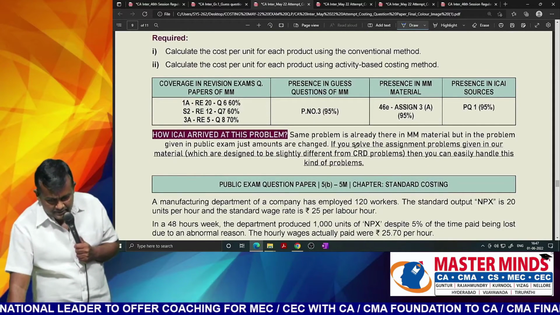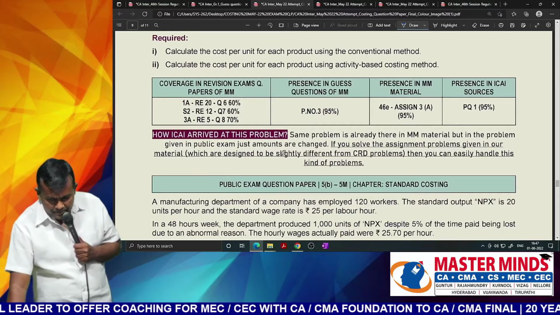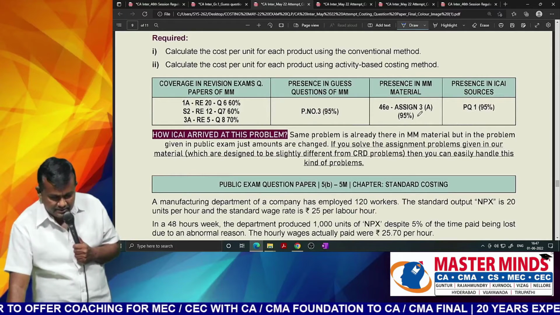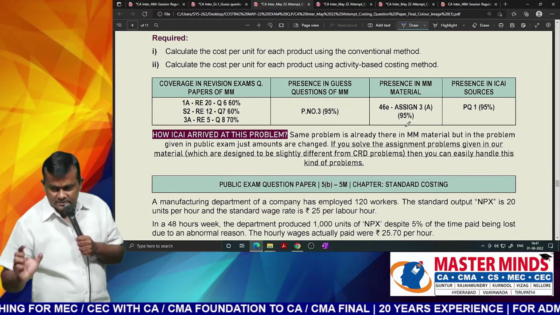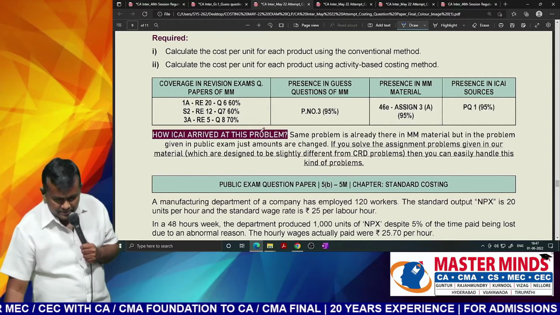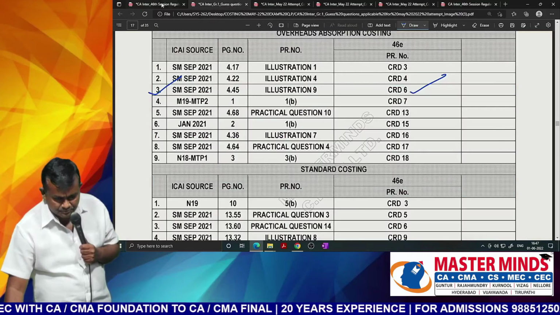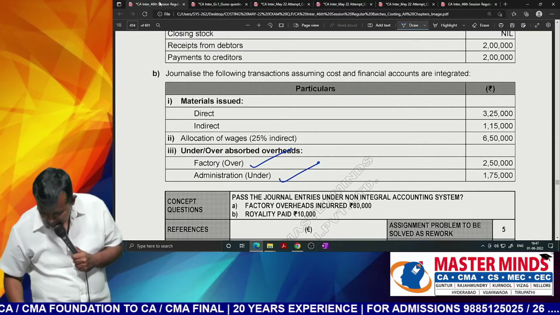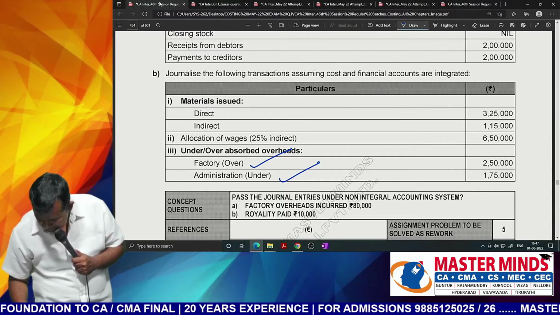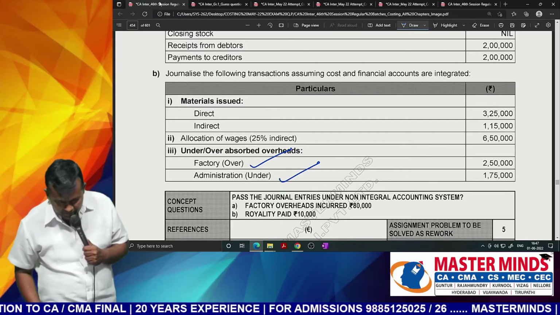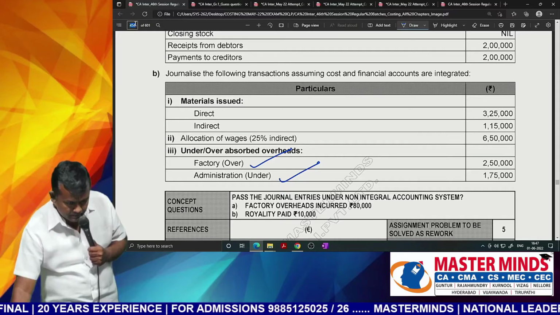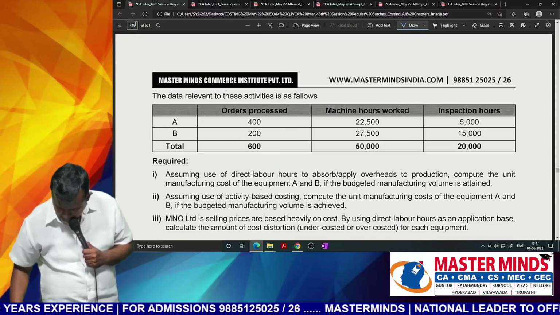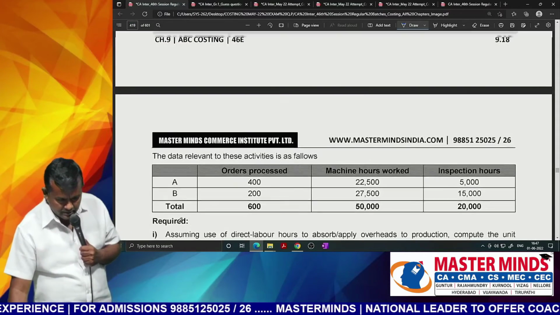So this is the 46th edition assignment 3 problem, 95%. That means just the numbers change. In our main material, page 419, assignment.